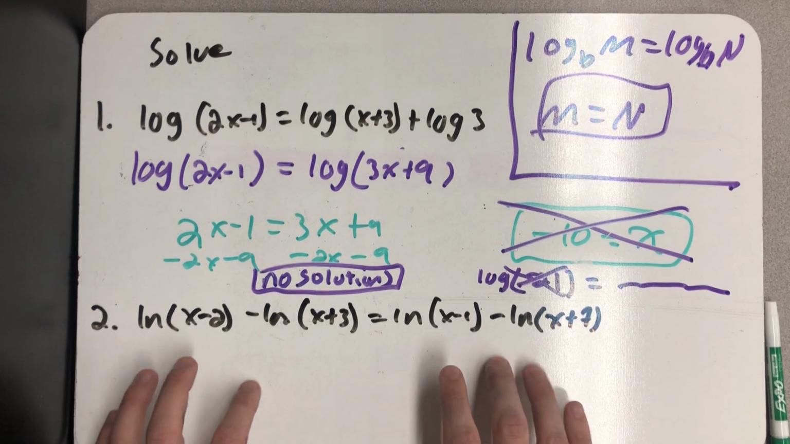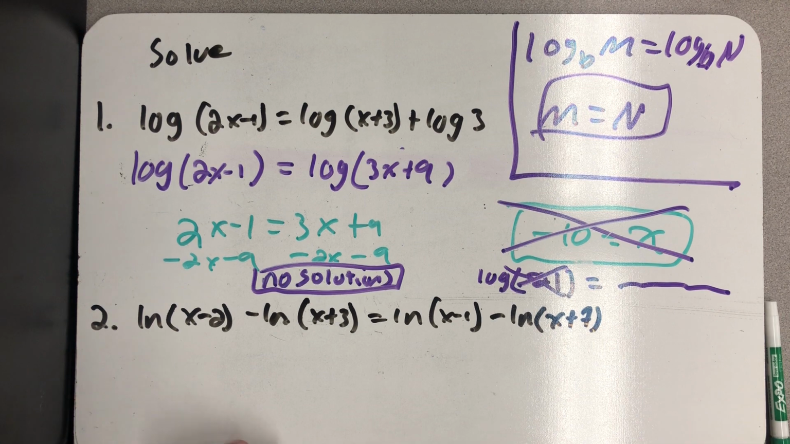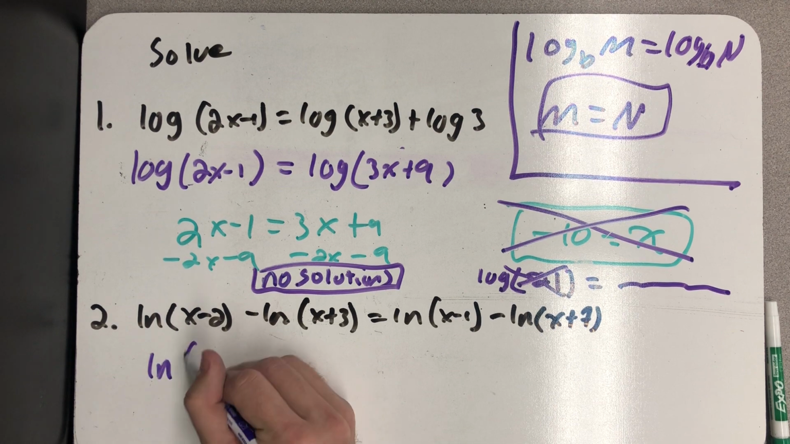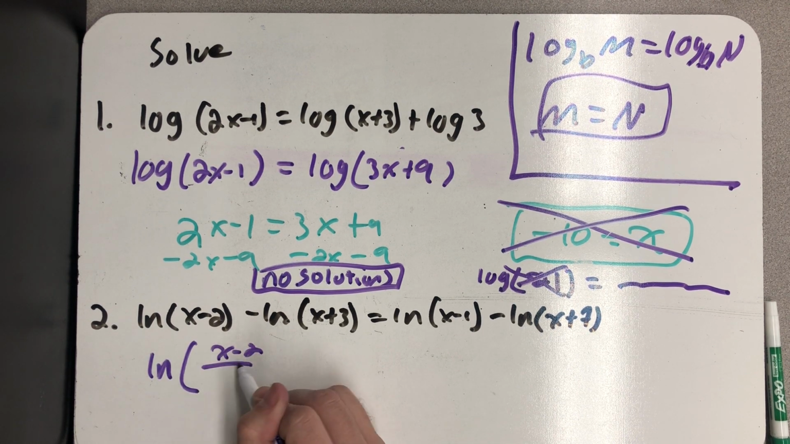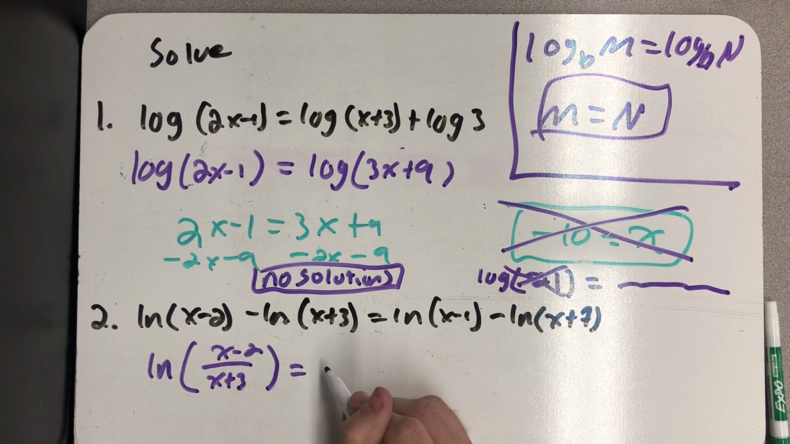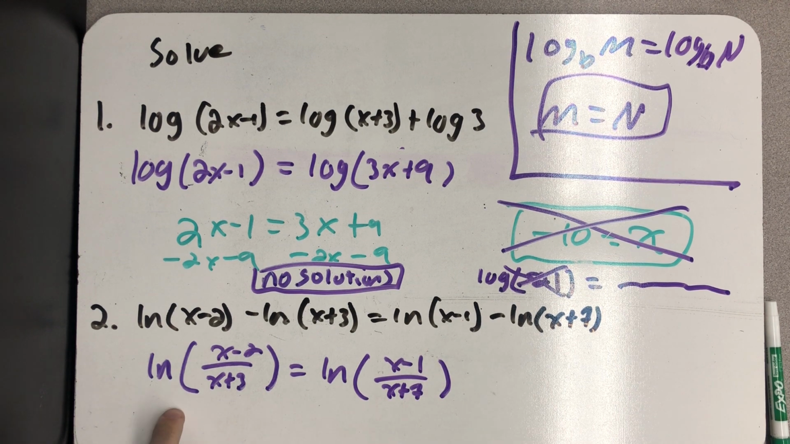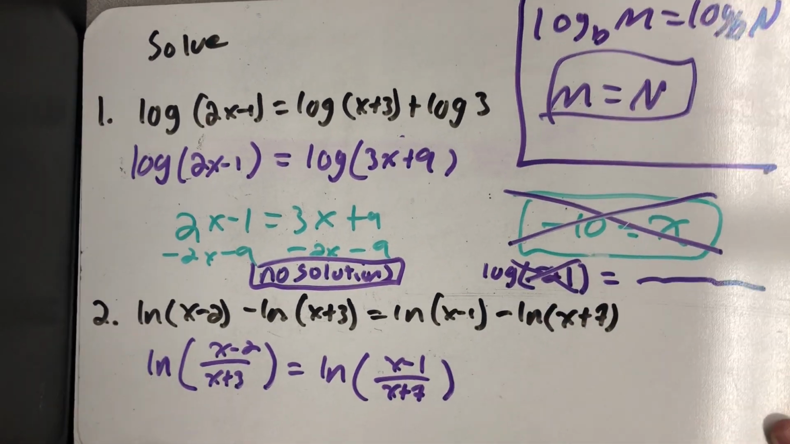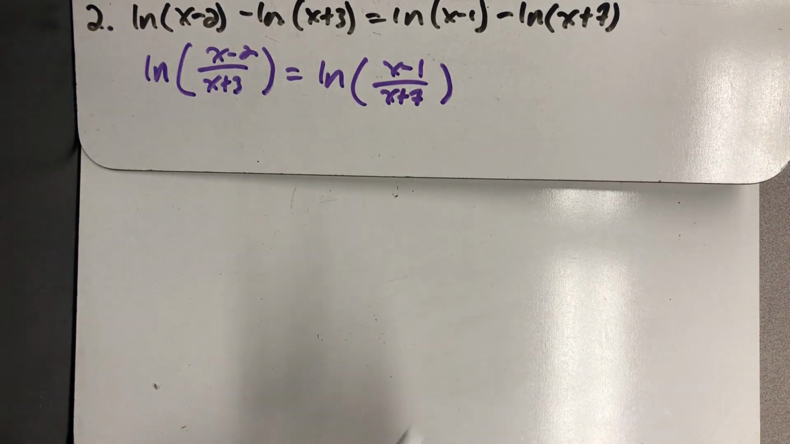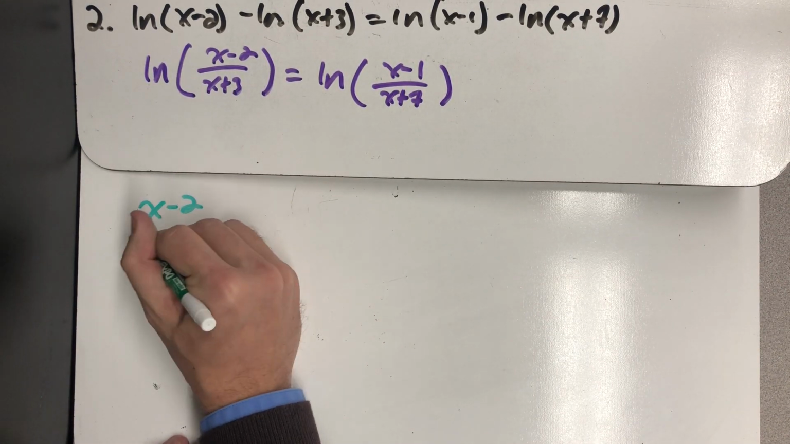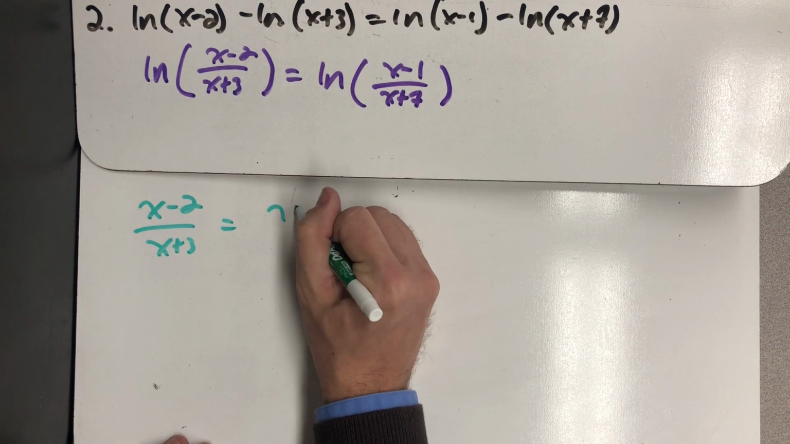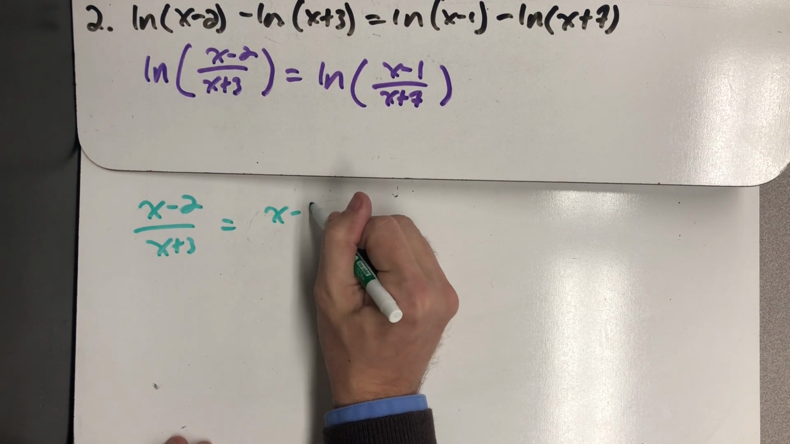All right, so let's see if we can do this one. Let's see if we actually get a solution this time. So now I need to condense both sides of the logarithm. I need to remember that subtraction means I'd be dividing. And now again, I have the natural log of m equals the natural log of something else. Natural logs are one-to-one. All logarithms are one-to-one, so I can set the insides equal to each other. So x minus 2 over x plus 3 equals x minus 1 over x plus 7.